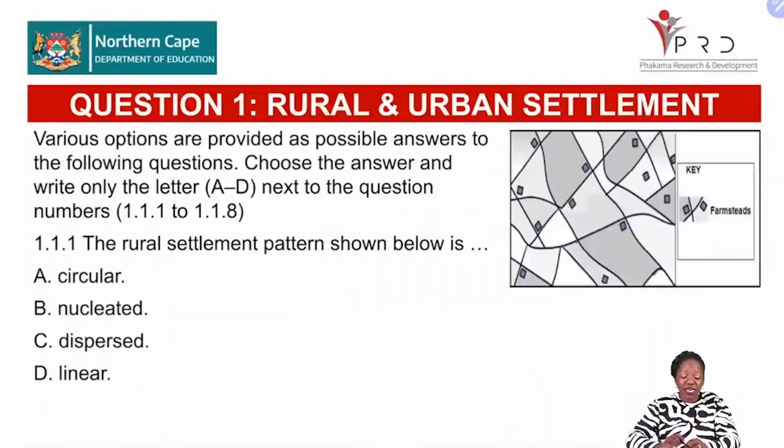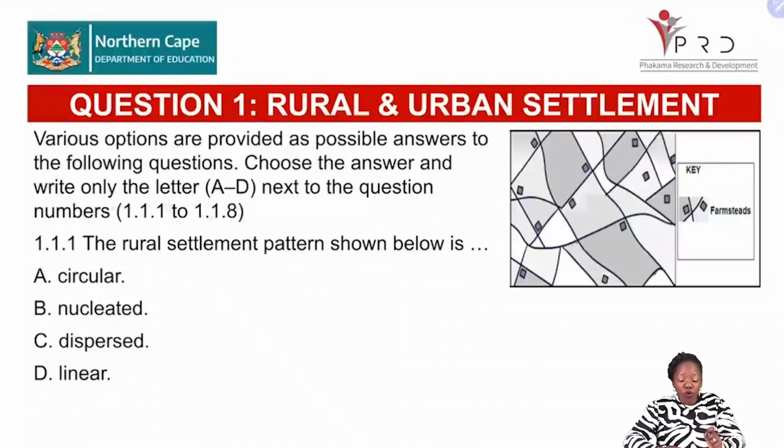The instruction is saying the various options are provided as possible answers to the following questions. So choose the answer and you write only the letter between A to D next to the question number, you have your 1.1.1 up to 1.1.8. So what happens in the exam, make sure that you start by writing the numbering, then you double check if your numbering is in order, your 1.1.1 up to 1.1.8. By doing that, you're making sure that you don't skip any answer.